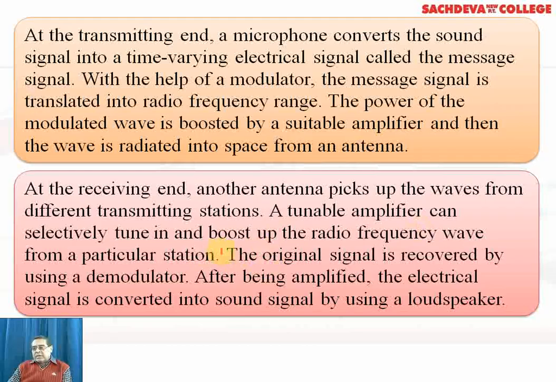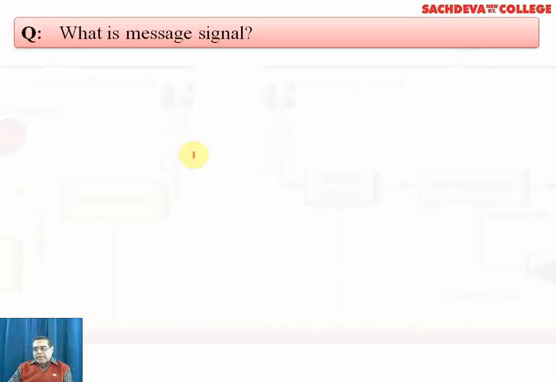The original signal is recovered by using a demodulator, which separates the audio signal from the carrier signal. After being amplified, the electrical signal is converted into a sound signal by using a loudspeaker. The loudspeaker amplifies the sound, and we find that loudness is directly proportional to amplitude square.